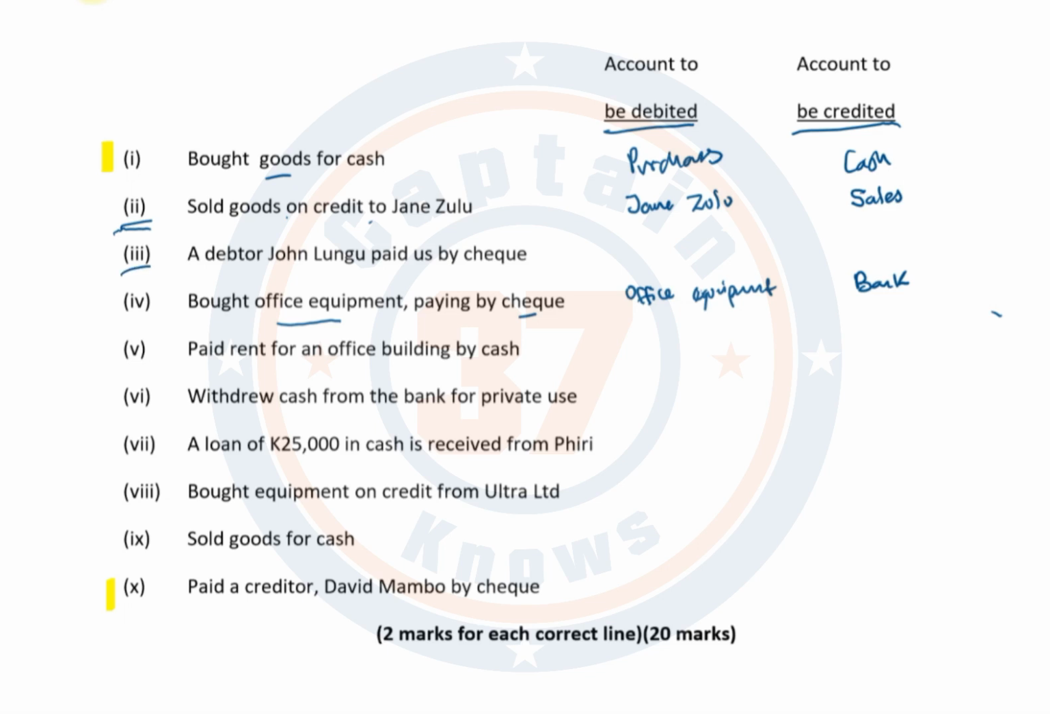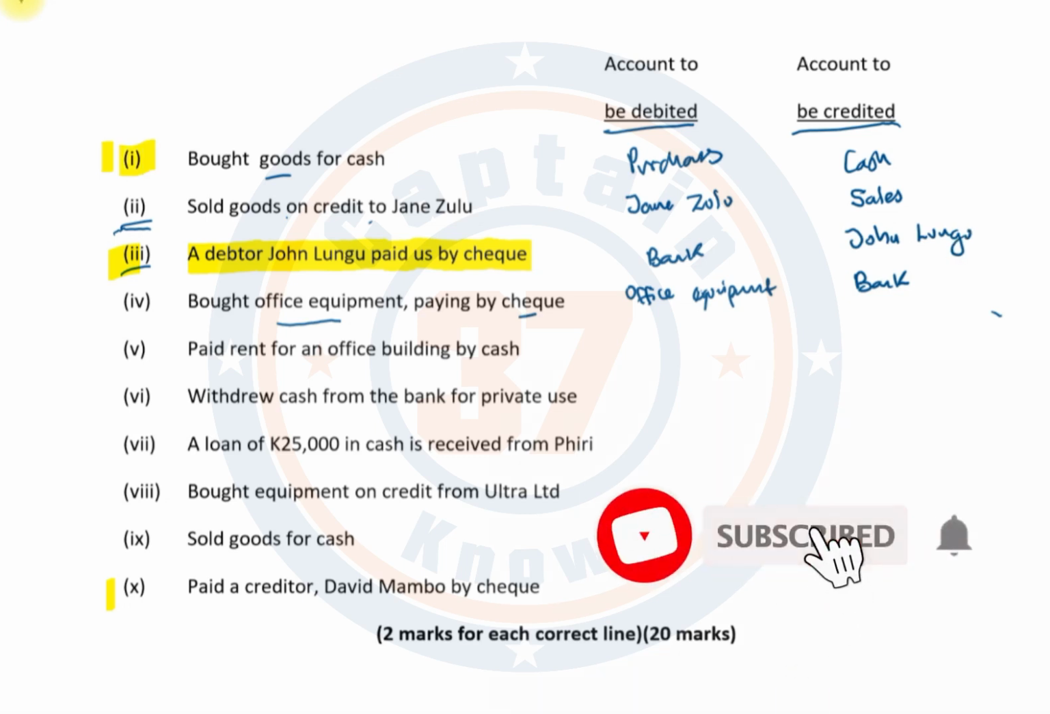Okay, so we are on 3. A debtor, John Banda, paid us by check. A debtor is a person who owes us money, and he pays us by check. So we received a check, so we'll put bank. From whom did we receive? We received from John Banda. Okay, so we've answered this one, this one, and this one.